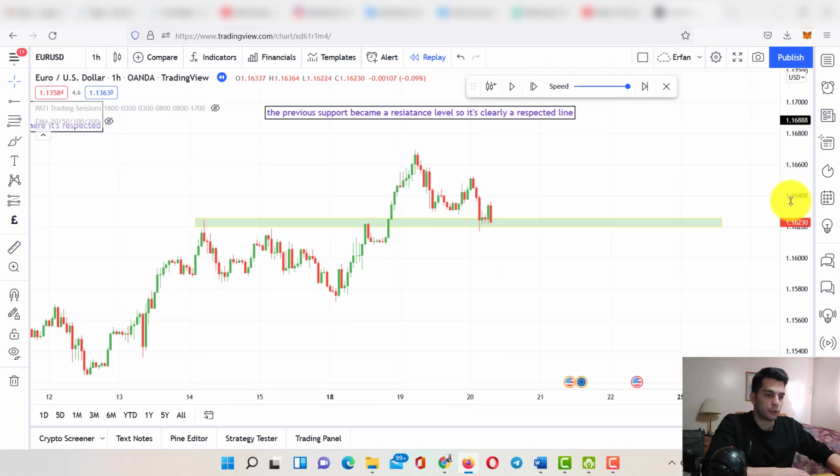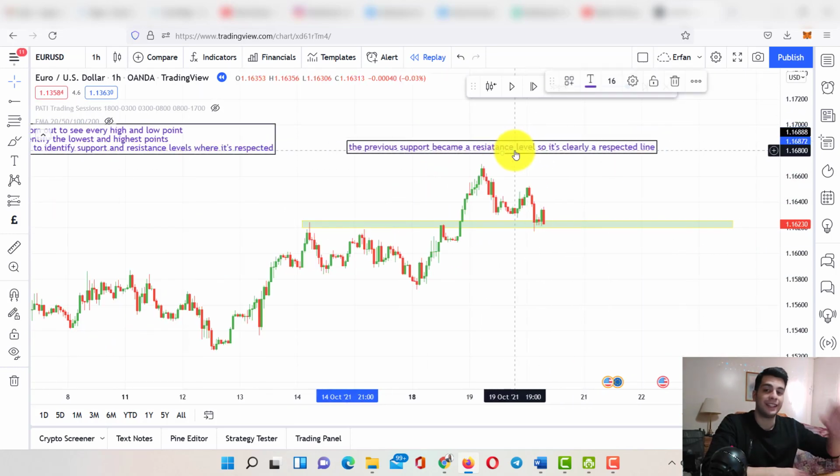This is a very important concept to understand, and after that you can clearly understand what order blocks are and how we can efficiently use them in order to gain the most profit. So this is the definition of support and resistance.